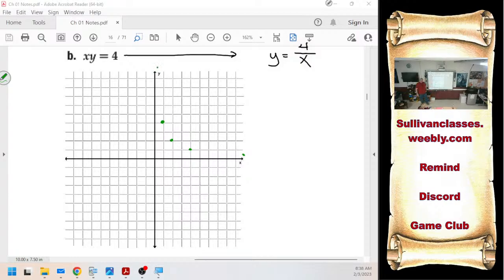What if I tried to do 4 divided by 0? Thou shalt not. That's how I get my vertical asymptote. And then back it up to the other side and say 4 divided by -1 is -4. 4 divided by -2 is -2. 4 divided by -4 is -1. 4 divided by 8 is a half.